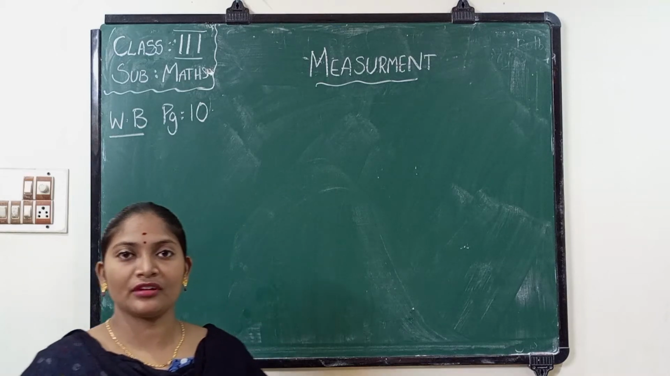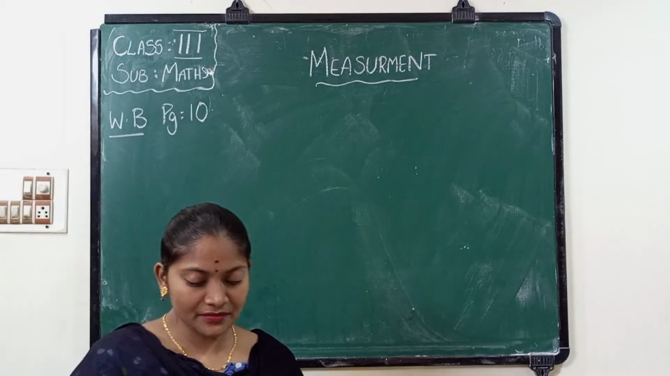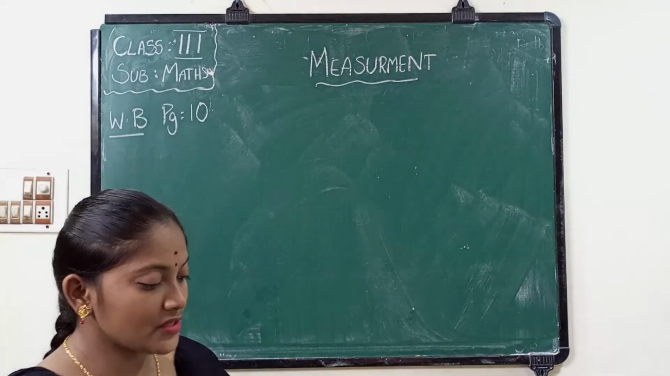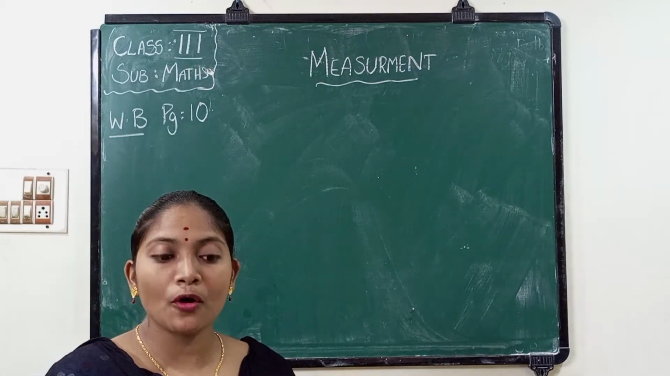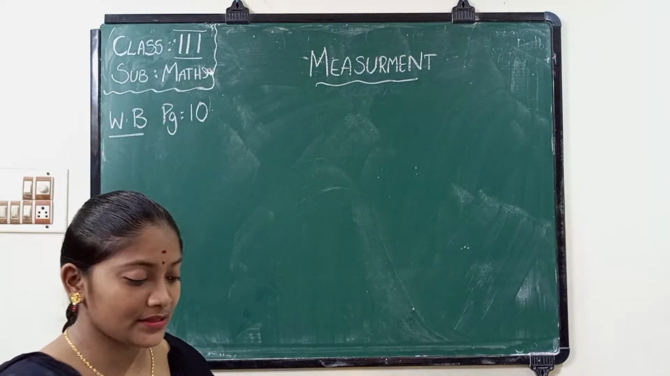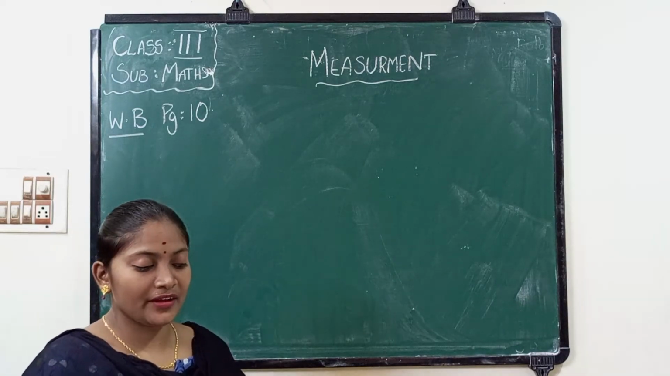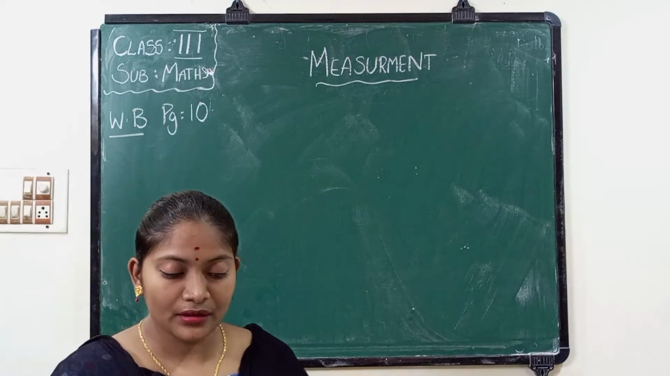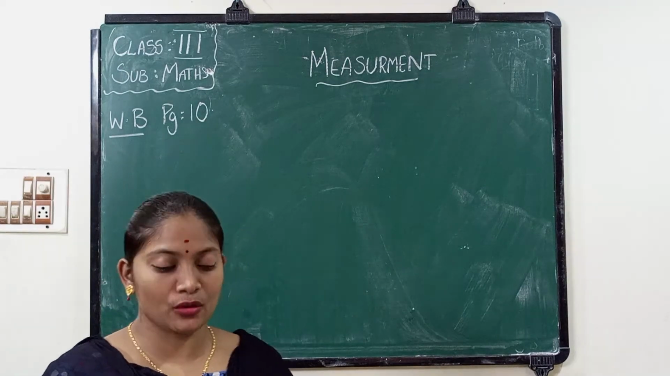All of you take out your workbook page number 10. See the first one here. What they mentioned: estimate the appropriate weight of each object by circling it. We have to estimate the weight, and we have to circle the weight also.